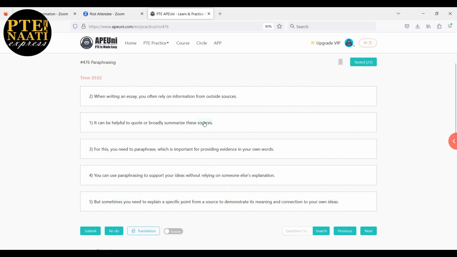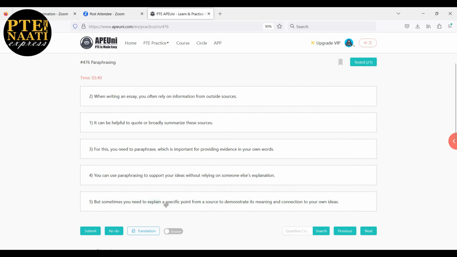In the sources, so here it is 5 sources. That's how you need to select the first and find one that matches this. Next is, when writing an essay, you often rely on the information from outside sources. It can be helpful to quote or broadly summarize these resources. 2 and 1. So you can get a 1 mark from that. Yes, here sources come again. We need to look for something like that again. Again there is paraphrasing. You can use paraphrasing. Again here there is this talk about sources.